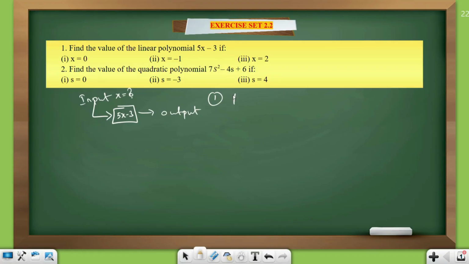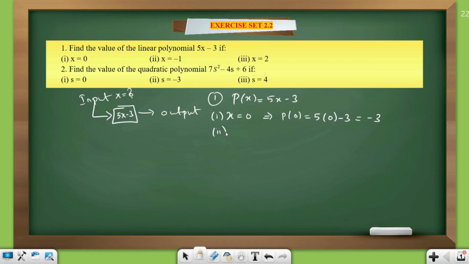So for the first question, the polynomial given is 5x minus 3. We can take it as p of x equals 5x minus 3. This notation p of x is the general notation for a polynomial. Here the variable is x, so I'm using p of x. Suppose your variable is y, you can use p of y. First we will substitute x equals 0. In that case, p of 0 is equal to 5 times 0 minus 3, wherever you have x you replace it with 0, which is equal to minus 3.